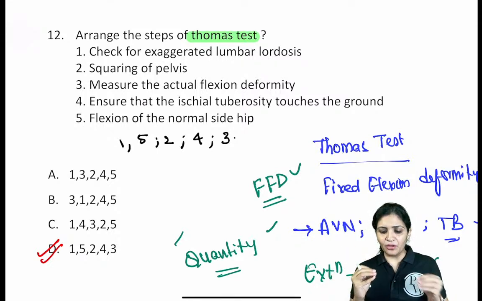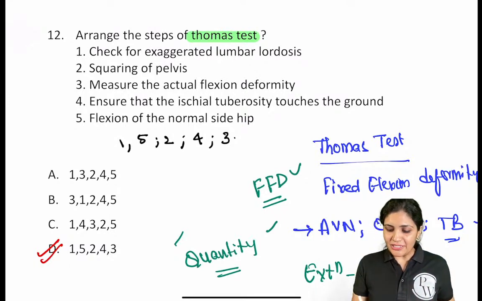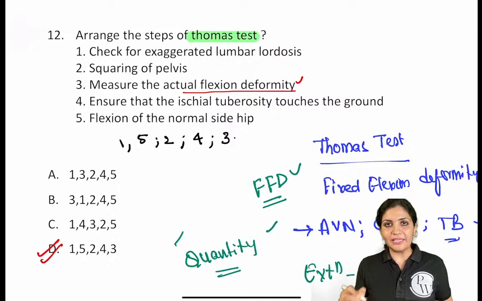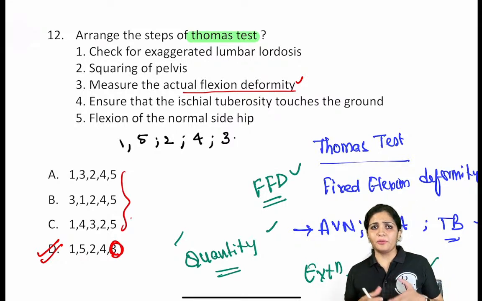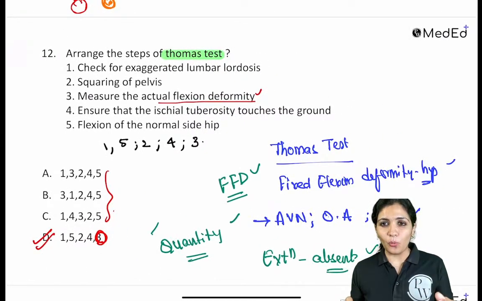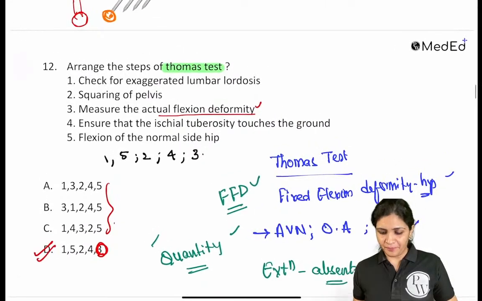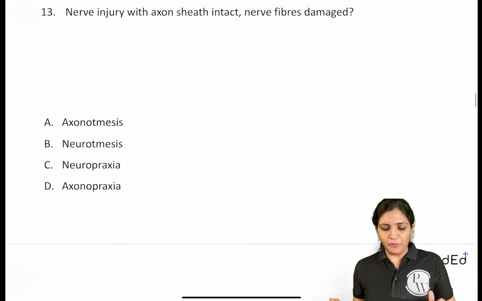There are some important things which you have to remember. You have no time to read everything. Measuring the actual flexion deformity is usually the last step, right? So if you see it in all the options, that is the last one. Sometimes you have to be smart to answer quickly, right? So that is about the Thomas test. Okay, moving on to the next one.